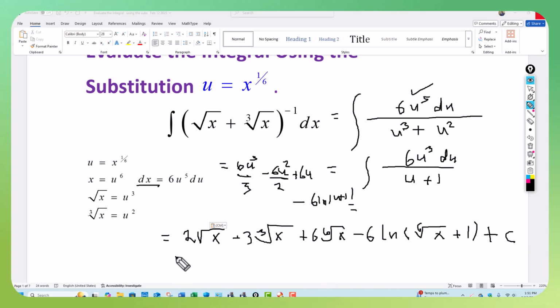So the final answer here is 2 square root of x minus 3 cube root of x plus 6 times the 6th root of x minus 6 natural log, and then in parentheses, 6th root of x plus 1, plus the constant of integration.